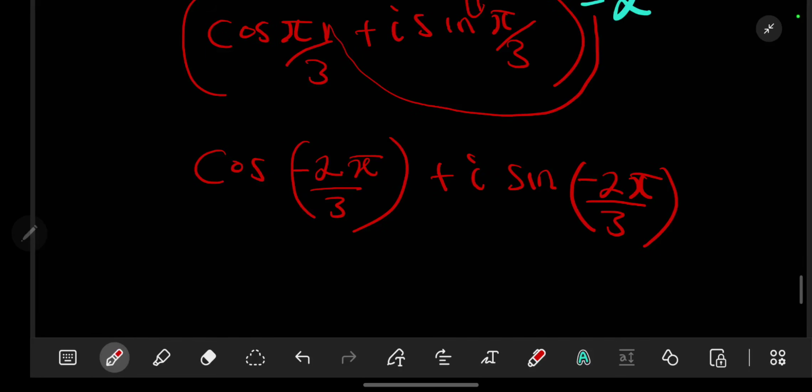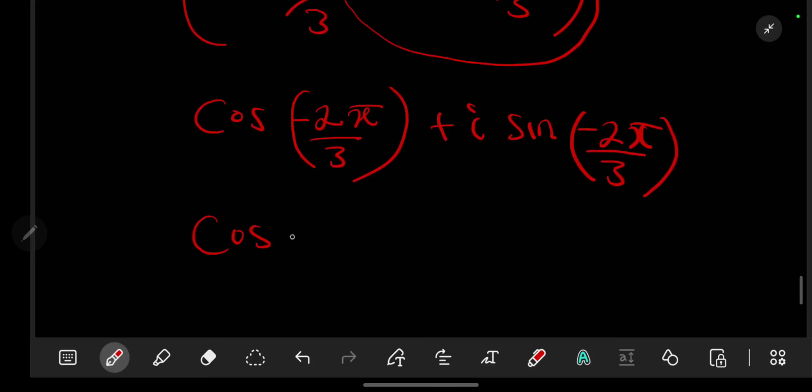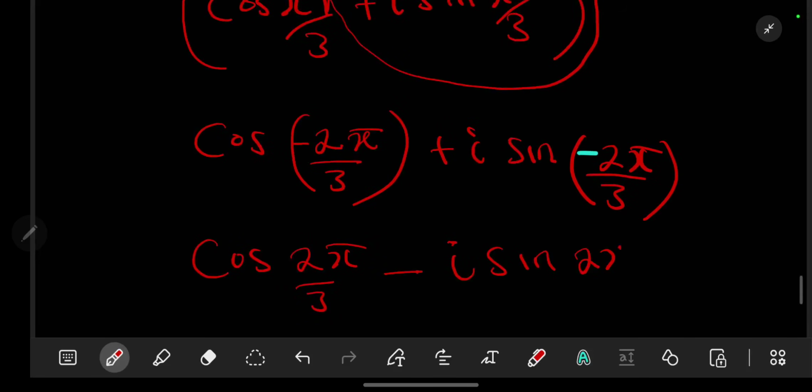Now remember, cos is an even function, so its value will be positive, so it's 2 pi/3. Then sine is an odd function, meaning the negative will be pushed out, so we have the negative sine of 2 pi/3 like that.